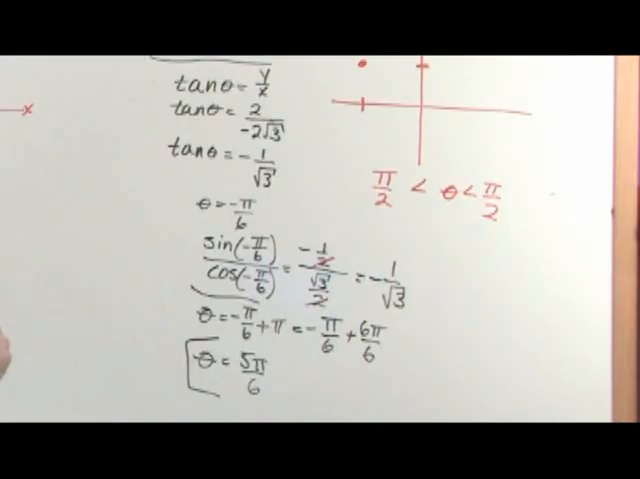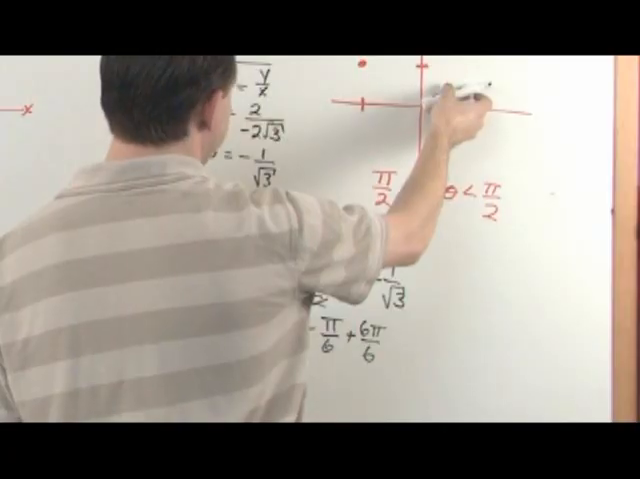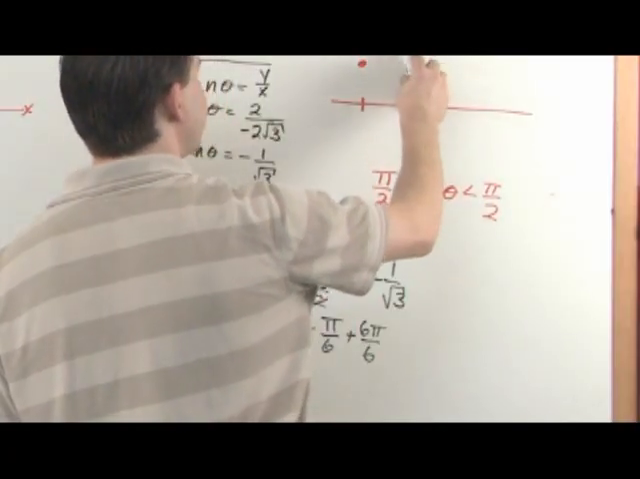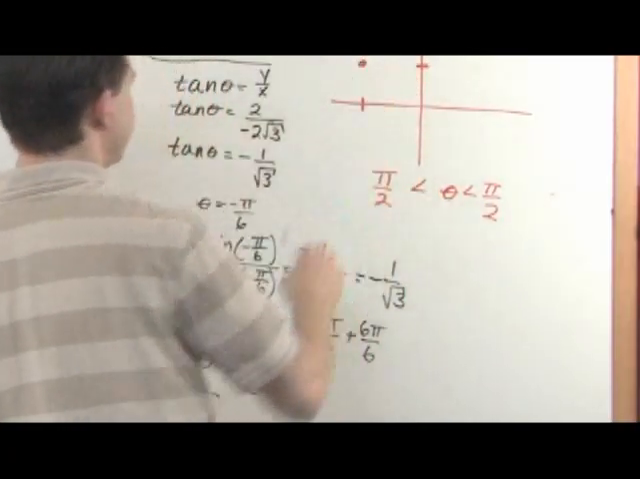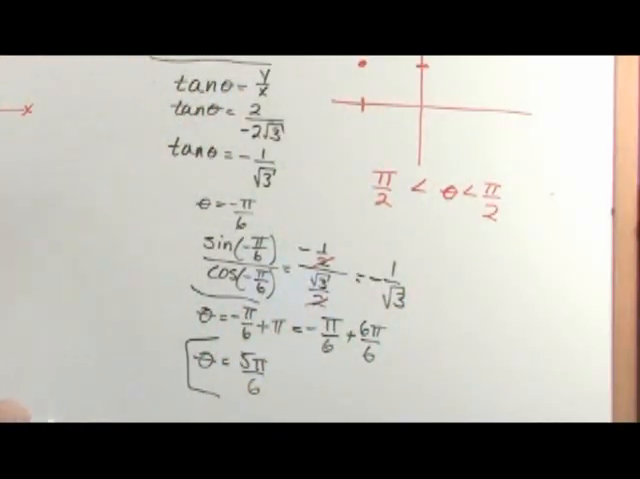Now, does that make sense to you here? 5 pi over 6. This is roughly 150 degrees. Pi over 6, 2 pi over 6, 3 pi over 6, 4 pi over 6, 5 pi over 6. And my drawing's not exactly to scale, but it's roughly right, okay?